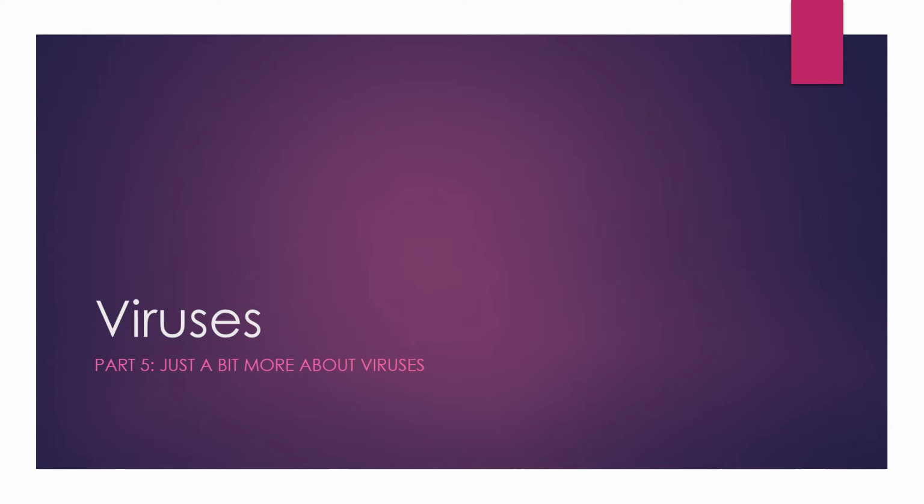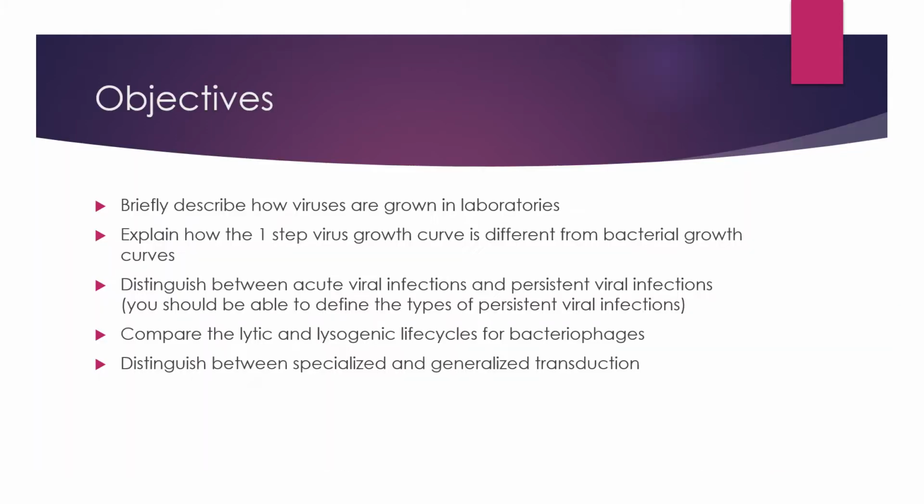So let's get started. Your objectives for this video are to briefly describe how viruses are grown in laboratories, to explain how the one-step virus growth curve is different from a bacterial growth curve. You should be able to distinguish between acute viral infections and persistent viral infections.